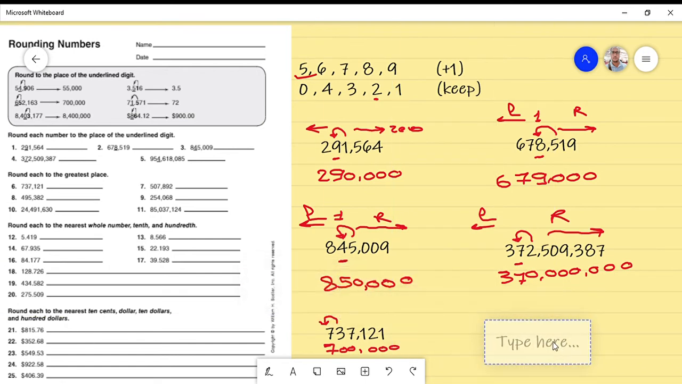Let's take another one. For example, look at question number 11.